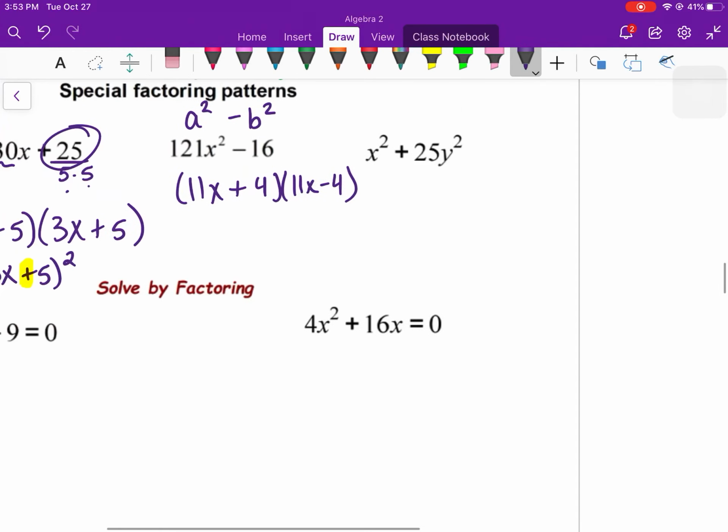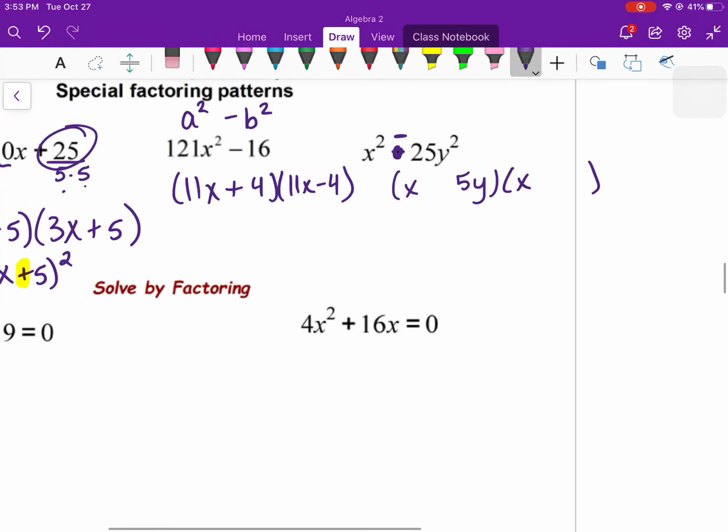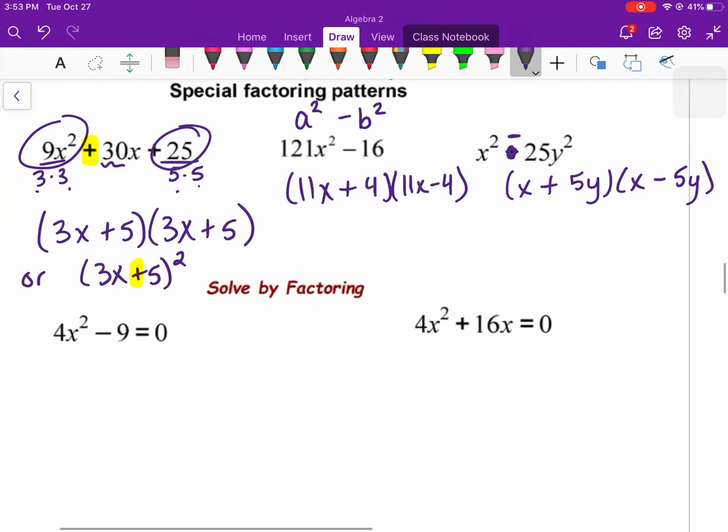This one, oh, actually, this one doesn't factor. If it would be a minus here instead, then it would be difference of perfect squares. It'd be x times x, and then 25y squared would be 5y and 5y, and then 1 positive and 1 negative to make it add up to 0 in the middle.